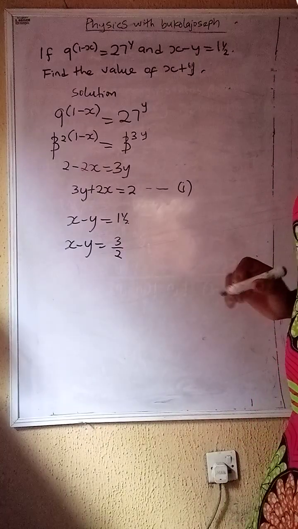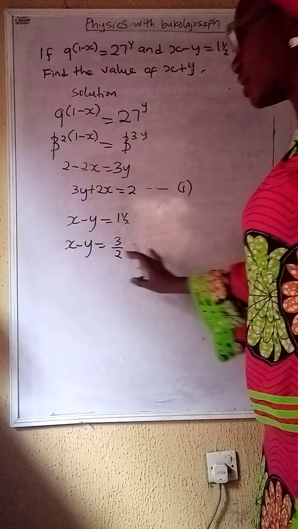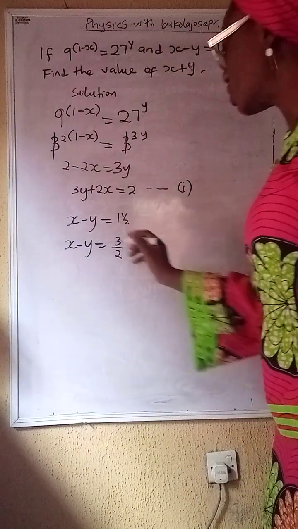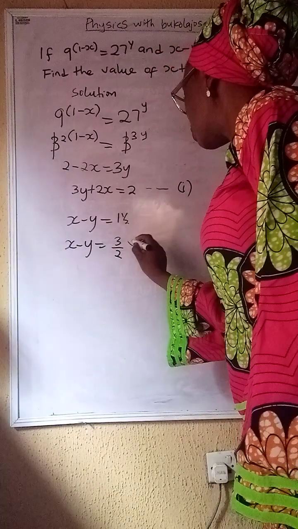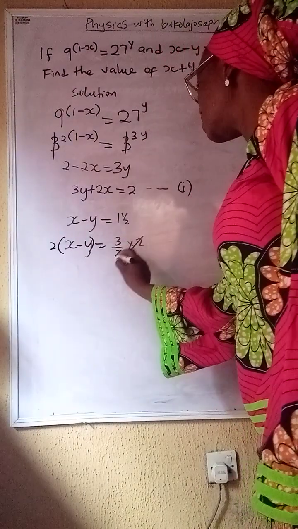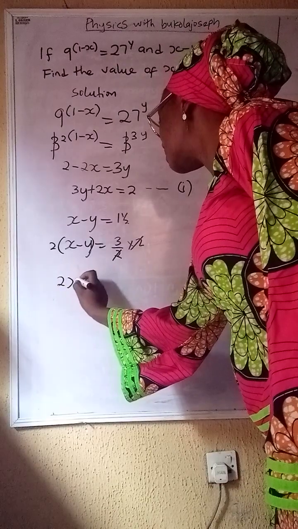So we want it to be a linear equation. To do this, we multiply both sides by 2. If we multiply this side by 2, we multiply this side by 2, the 2s cancel, and then we have this times this, which becomes 2x.